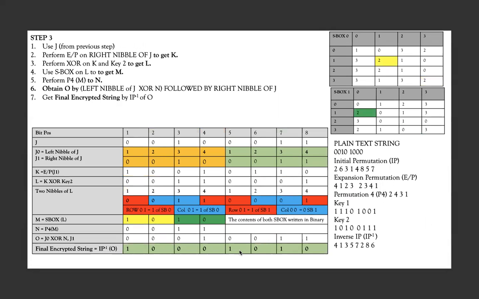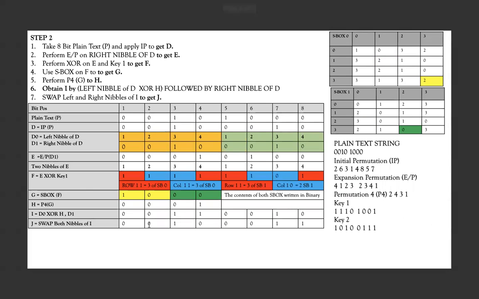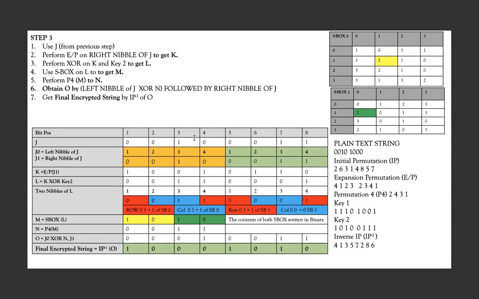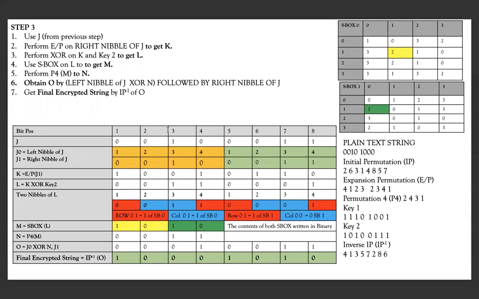Now on the final stage of this whole process, we got J. Remember this J? 0, 0, 1, 0, 0, 0, 1, 1. We'll be using that J over here. So this is my J. These are the respective bit positions, 1, 2, 3, 4, 5, 6, 7, 8. We will perform expansion permutation on the right nibble of J to get K. So as before, when we did it for D, we're going to do it for J here. J0 is the left nibble. J1 is the right nibble. Right now, we're talking about the right nibble, so that means we're talking about 0, 0, 1, 1.